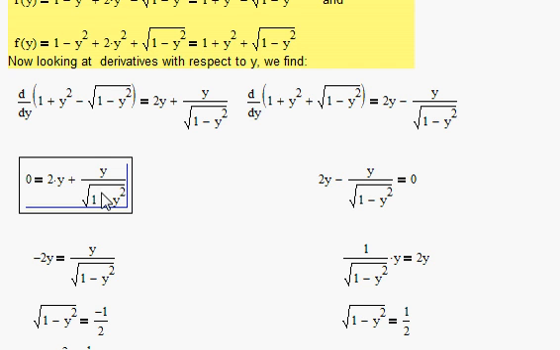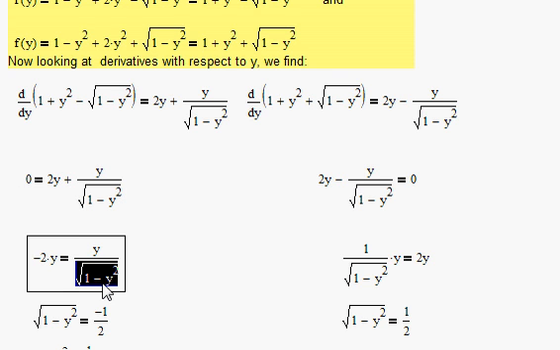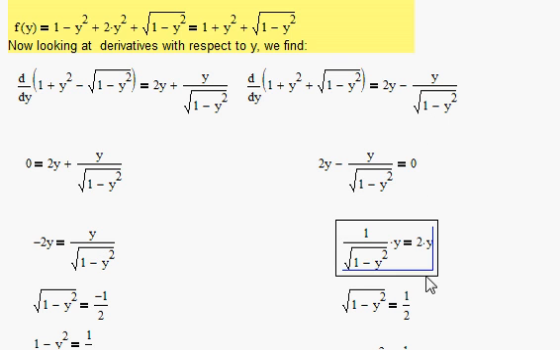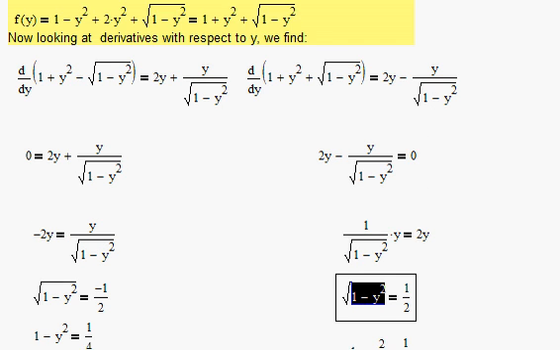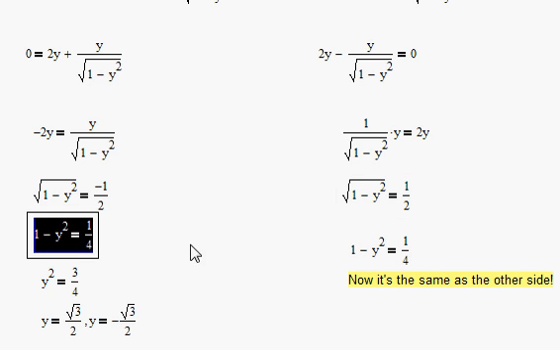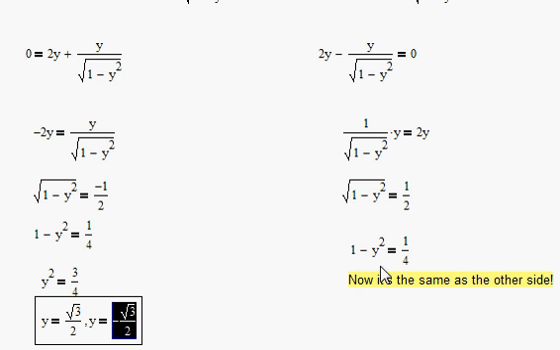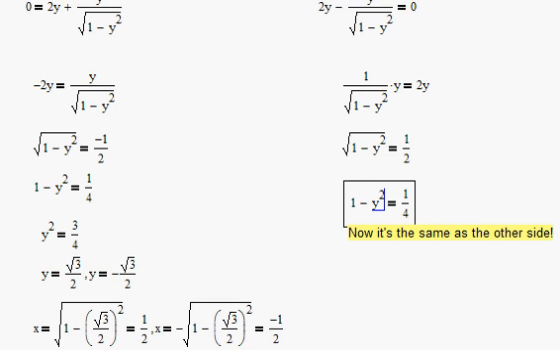And now setting each of these derivatives equal to 0, for this one, we could subtract 2y from both sides. Then I guess what we would do is multiply by this and divide by negative 2y, in which case we get square root of 1 minus y squared equals negative 1/2. And if you follow on this side, you get the square root of 1 minus y squared equals positive 1/2. So squaring both sides, we get y squared equals 3/4, or y equals plus or minus square root of 3 over 2. And we get the same thing with the other branch.